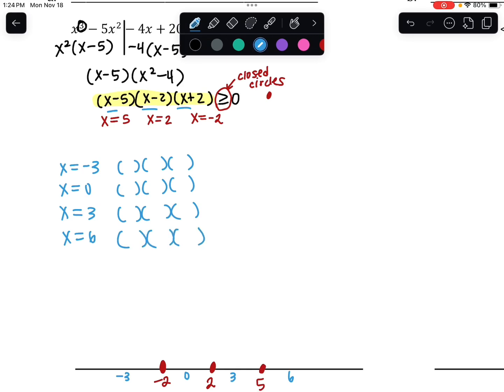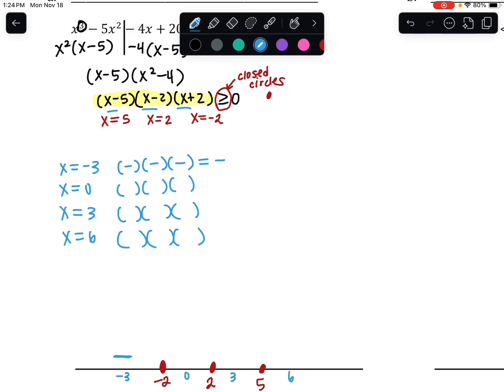Now, if I plug in negative 3 into my first factor, negative 3 minus 5 is negative 8. So that's negative. Into my second factor, negative 3 minus 2 is negative 5, so still negative. And then negative 3 plus 2 is negative 1, so still negative. Negative times negative is positive, but times another negative would result in a negative product. So this interval over here would have a big minus sign.